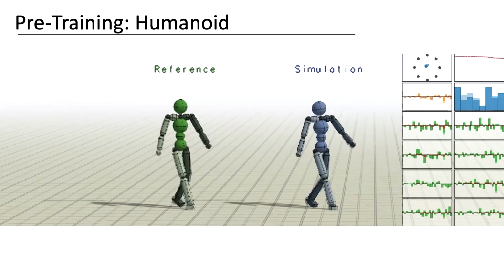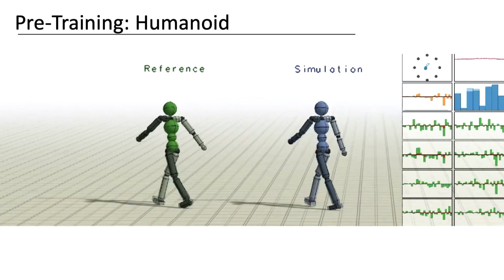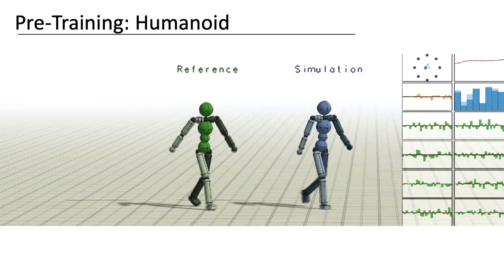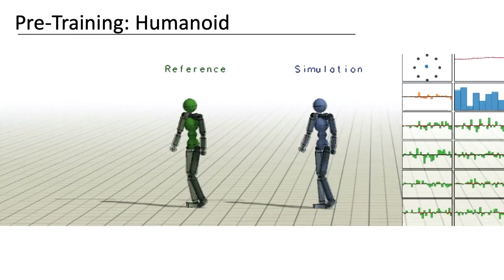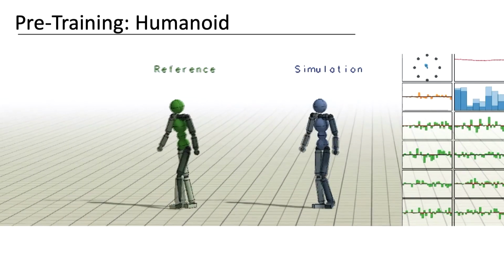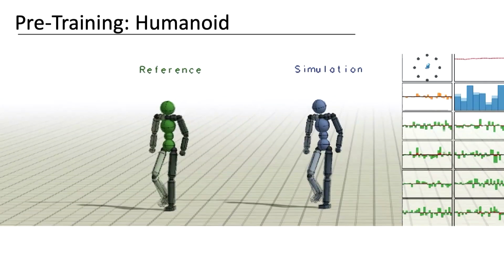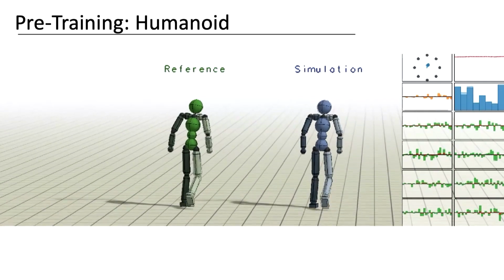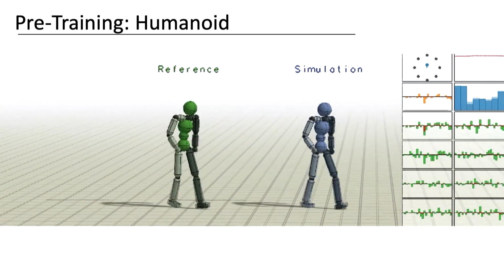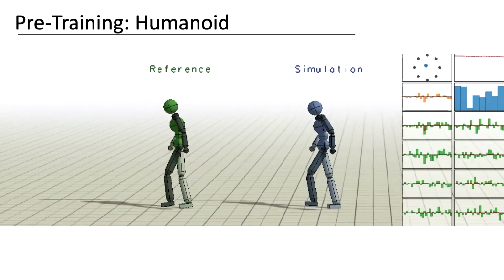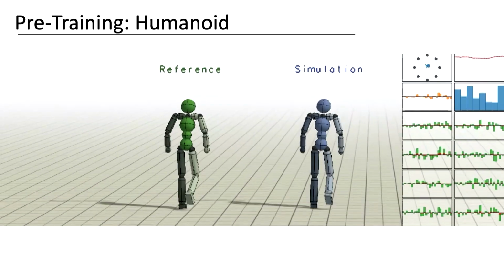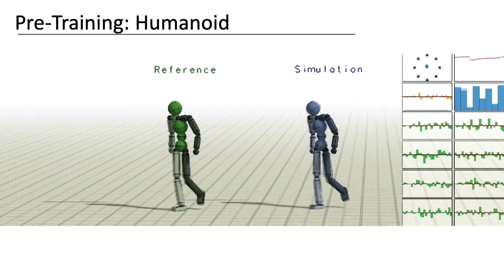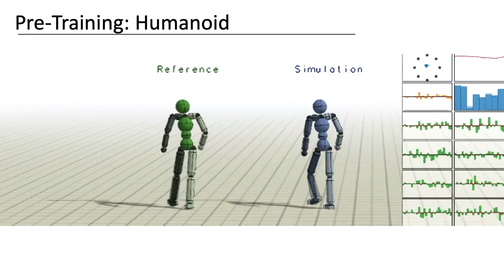So, here's an example of the pre-training phase. And here we have a humanoid character that's imitating different walking motions. And the main difference between what you see here and the results from before is that instead of training one policy to imitate every single motion, we're training a single policy to imitate a variety of different clips. And the plots on the right here are a visualization of what the different primitive skills are doing at each point in time.